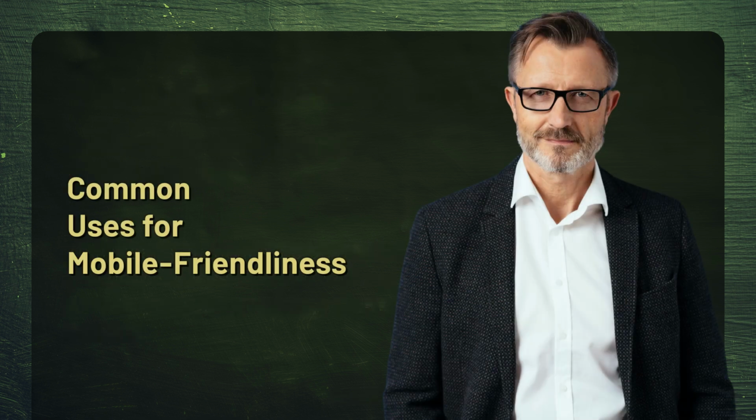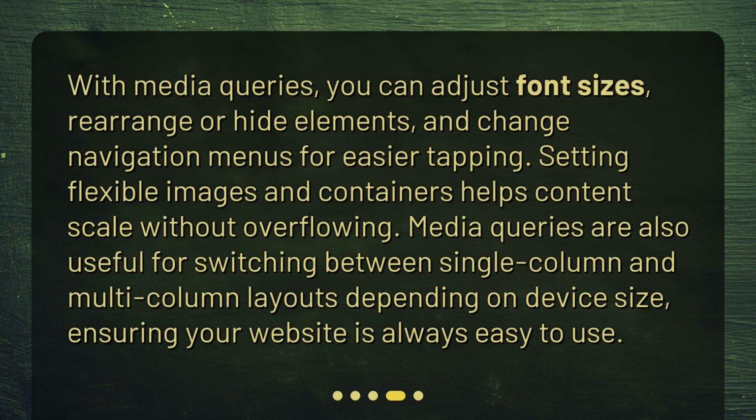Common uses for mobile friendliness. With media queries, you can adjust font sizes, rearrange or hide elements, and change navigation menus for easier tapping. Setting flexible images and containers helps content scale without overflowing. Media queries are also useful for switching between single-column and multi-column layouts depending on device size, ensuring your website is always easy to use.